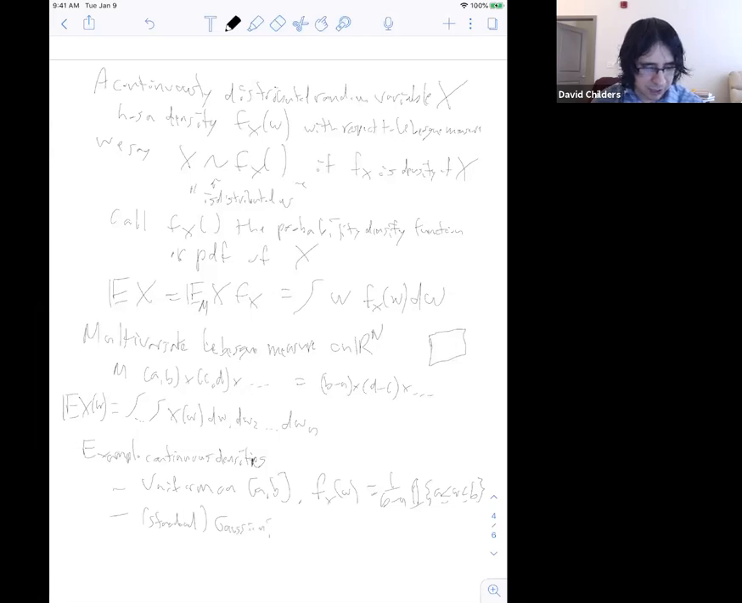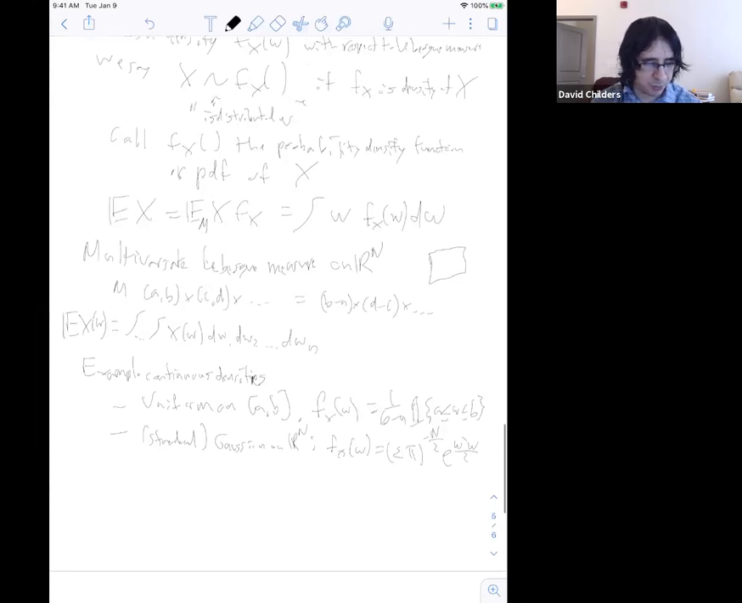Let's say the standard Gaussian on Rn is an n-dimensional Gaussian. And this has a PDF equal to 2 pi to the minus n over 2 times e to the minus omega prime omega over 2, where this omega is some vector omega 1 through omega n. And so this is a radially symmetric bell curve shape density. It's centered at 0.